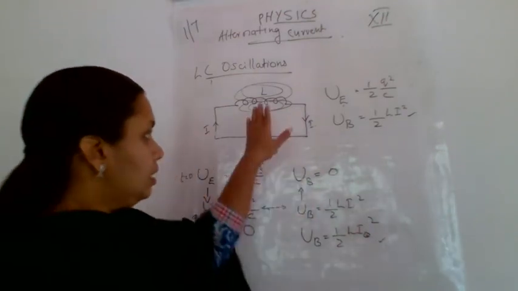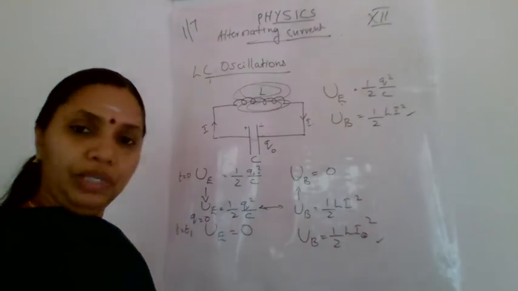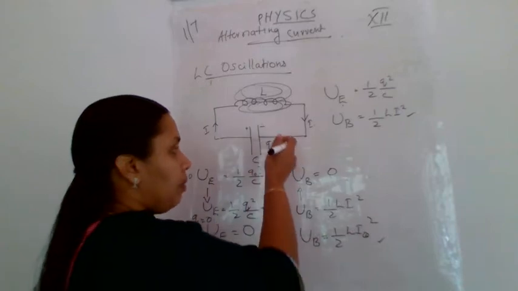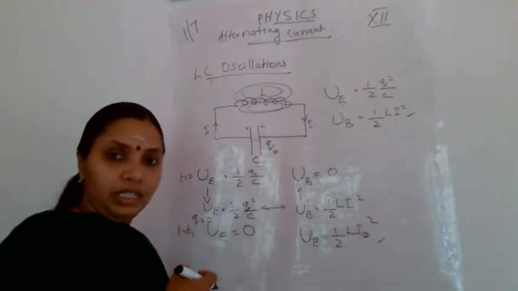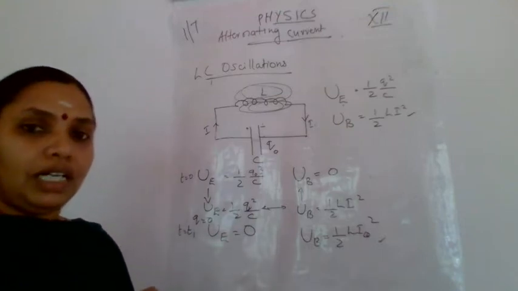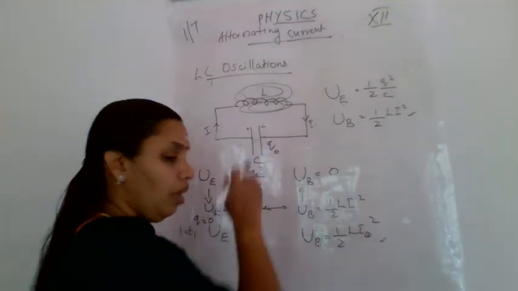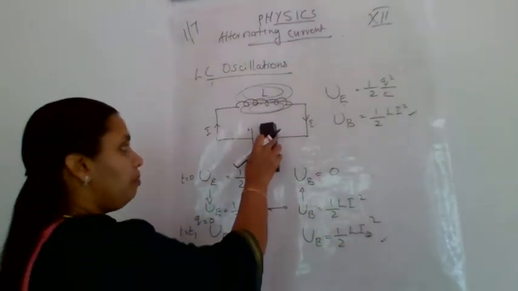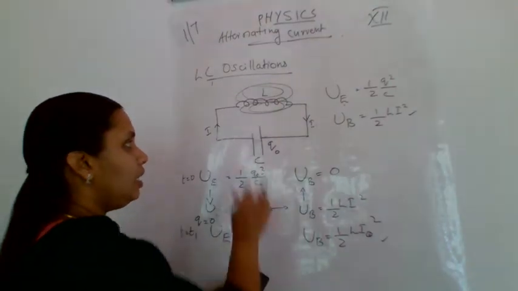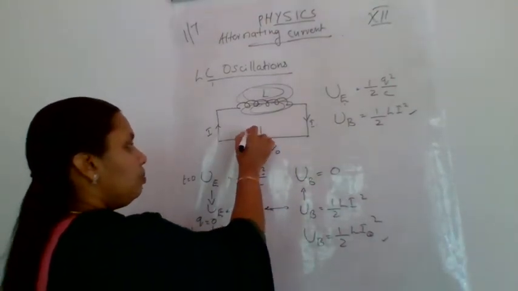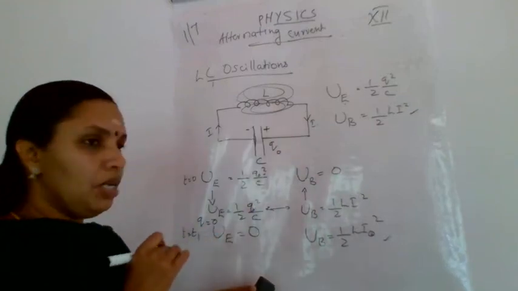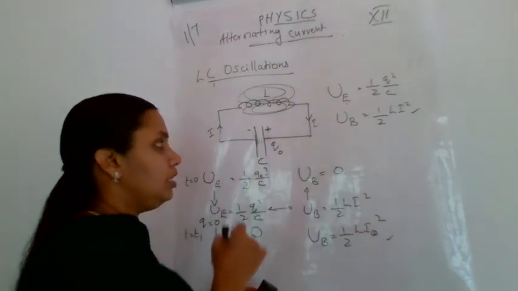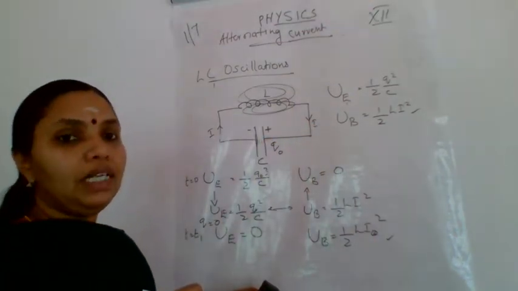Then, will this condition continue? No, it won't continue. From here this current comes and the discharged capacitor starts charging again, but in the opposite manner. Opposite manner in the sense that the polarity of the capacitor will be changed, that is, the direction of the current will be different. So this plate becomes negative and this plate becomes positive. From the inductor the current reaches here and it starts charging the capacitor with the opposite polarity.